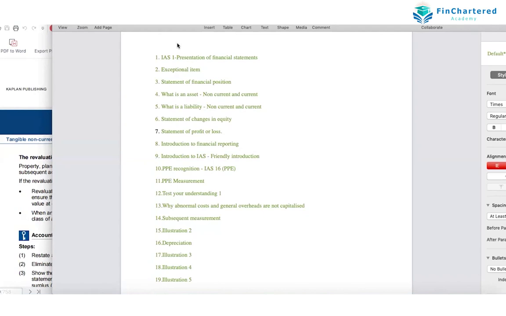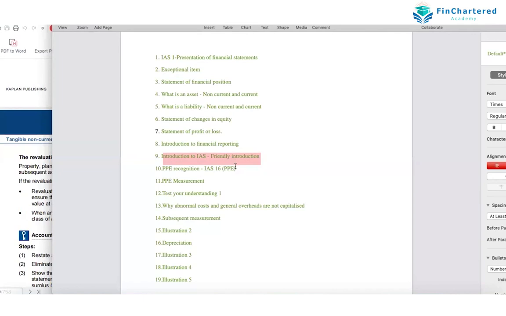Then you have the introduction to IAS. I said this is like your friend, a friend who will help you throughout FR. How to recognize assets, and in specific, IAS 16 is what we saw today. But how do you measure items on the financial statements? How do you recognize them? How do you subsequently measure them? How do you revalue them? For that, you have a friend, and that friend is IAS.